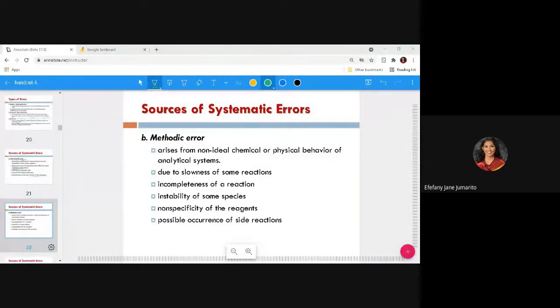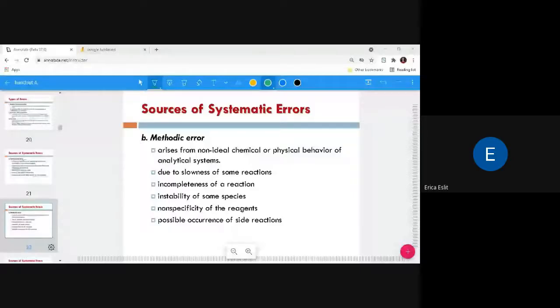Excuse me, ma'am. There is nothing to see on the screen, ma'am. Just now only? Okay. So what do you think is methodic error? Ma'am. Hello, hello, ma'am. Yes.